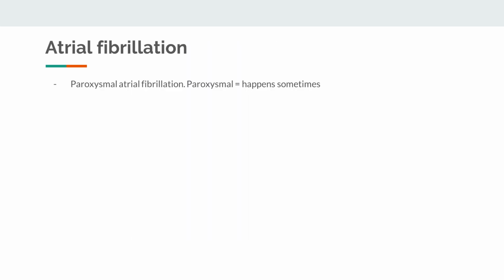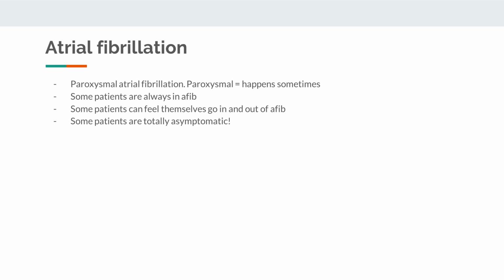Some patients are usually in a normal heart rhythm and will occasionally pop into AFib. This is called paroxysmal atrial fibrillation. For some patients, they're always in AFib, and that's just their usual baseline. Sometimes patients can feel themselves go in and out of these rhythms, and sometimes patients don't have any symptoms or complaints at all. It's not uncommon for these patients to come into the ED saying, "My primary told me I had an abnormal heart rhythm and to go to the ED."